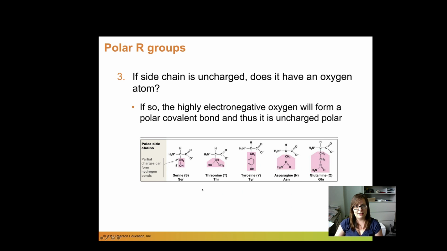After you ask the first two questions, does it have a charge on it, the next one you want to ask is, does it have oxygen? If so, the highly electronegative oxygen will form a polar covalent bond, and thus the side chain, although it's uncharged, is still polar. You just look through your molecules for oxygen. Serine, threonine, tyrosine, asparagine, and glutamate all have oxygen. These all create partial charges on the oxygen, and these partial charges create polar side chains. The polar side chains interact with water, so they're hydrophilic.